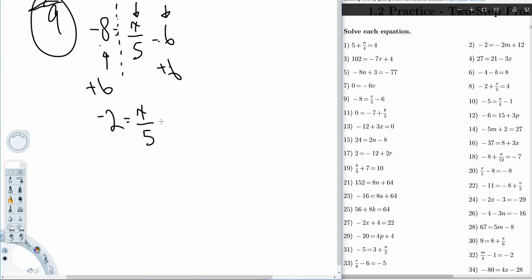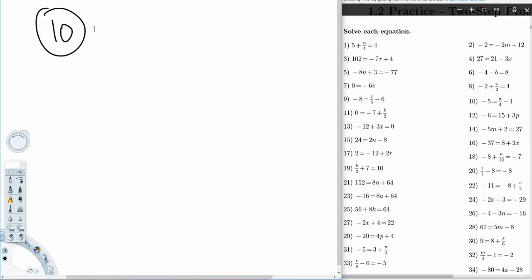Minus 6 plus 6 equals 0. So we don't put anything there. This is very good. So now we're left with x. We want to find out what x is. So since it's x over 5, it's x divided by 5. We want to multiply by 5, right? Like we did in the previous problems. 5 times negative 2 equals negative 10. X times 5 divided by 5 equals x. And that is a negative 10.